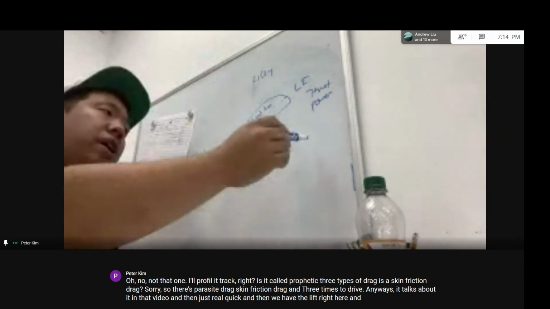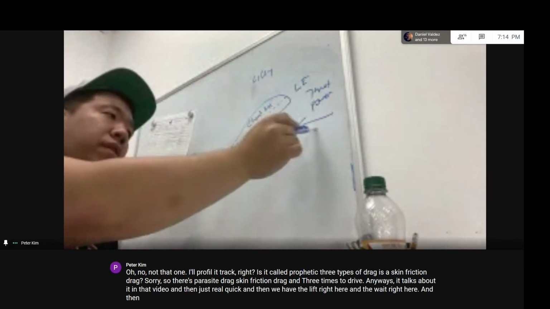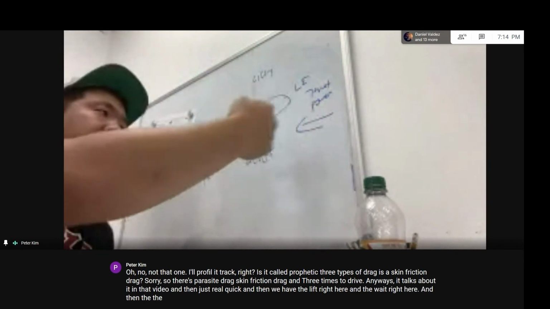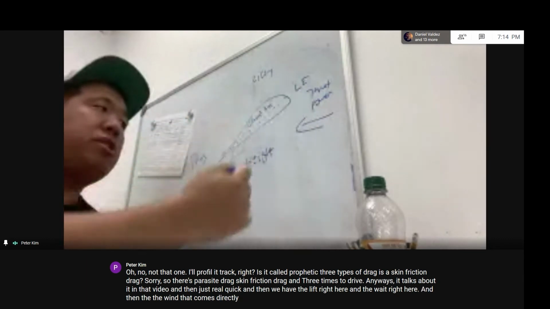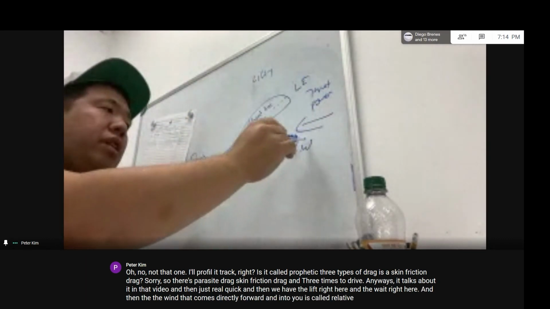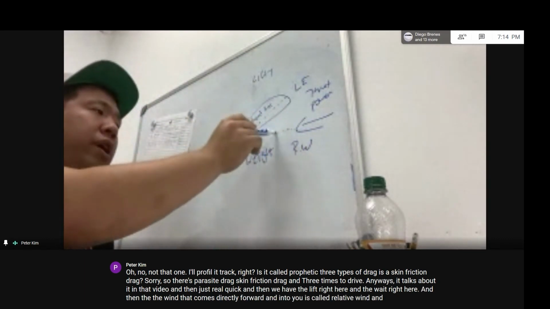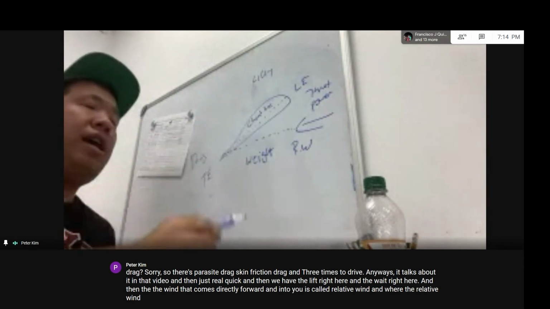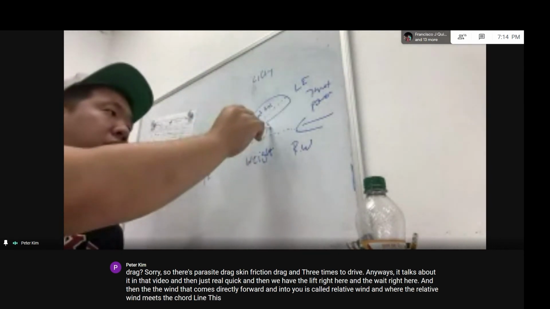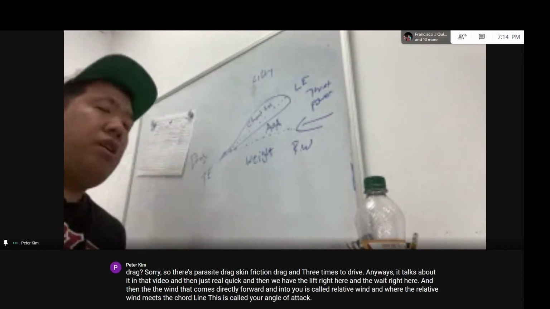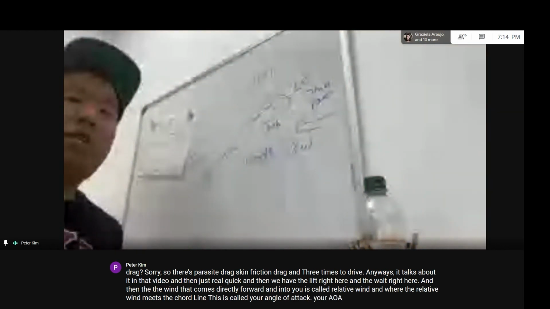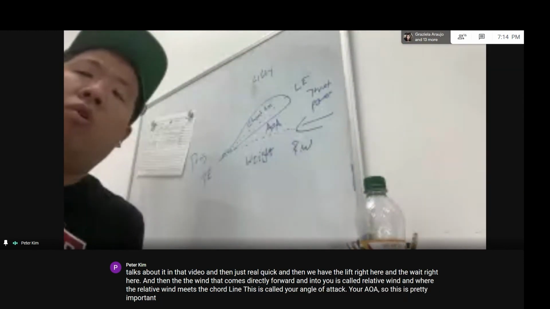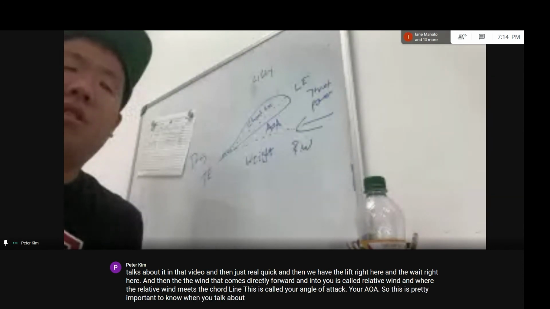Then we have the lift right here and the weight right here, and the wind that comes directly forward and into you is called relative wind. Where the relative wind meets the chord line is called your angle of attack, your AOA. This is pretty important to know when you talk about stalls.